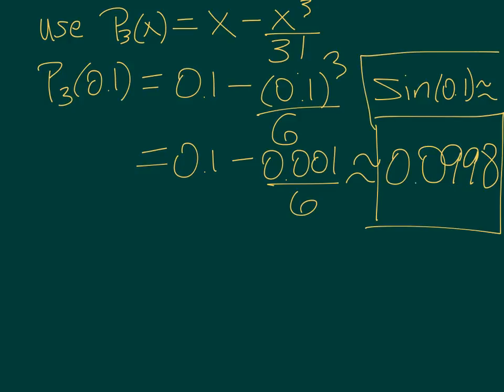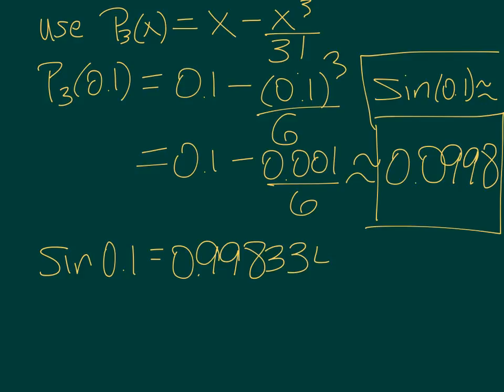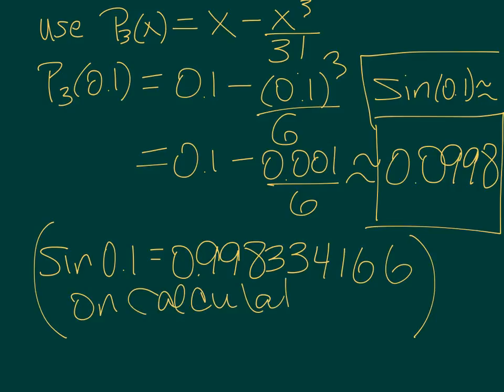And now the question is, how accurate is that approximation? You may punch that right into your calculator and say, well, what is the sine of 0.1 on my calculator? And on your calculator, the sine of 0.1 should come out to be, go ahead, try it. Did you get this? 0.0998334166. Pretty close, right? But let's use Taylor's theorem to see how accurate that approximation is. Let's just note this. This is what we got on the calculator.